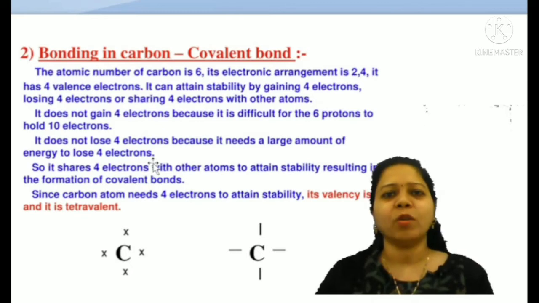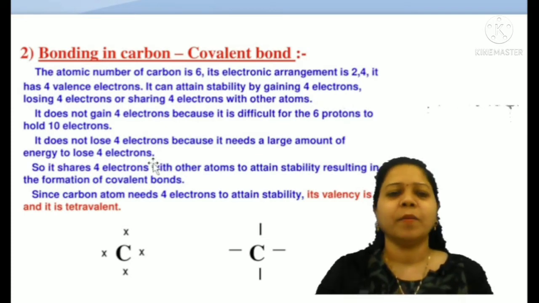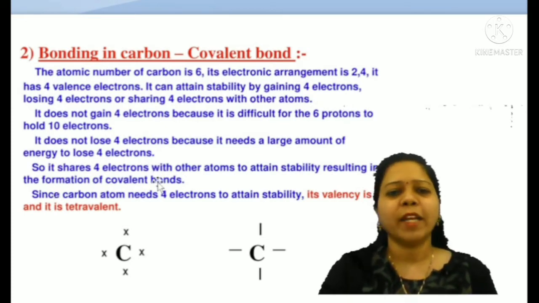To lose 4 electrons requires a large amount of energy. That's why they are not ready to lose 4 electrons either. That's why only one option is remaining, that is the third one. So it shares 4 electrons with other atoms to attain stability, resulting in the formation of a covalent bond.